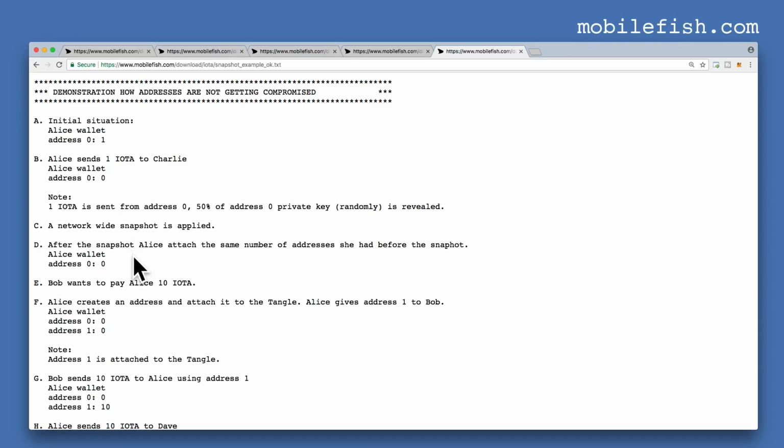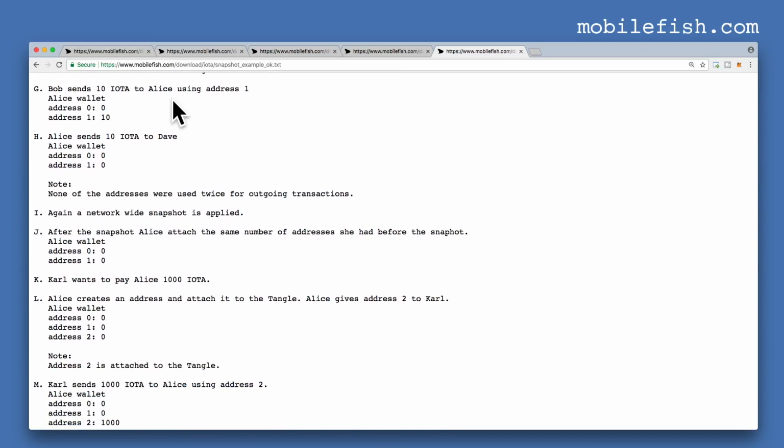After the snapshot, Alice attached the same number of addresses she had before the snapshot, so address 0 is now attached to the Tangle. Bob wants to pay Alice 10 IOTAs. Alice creates an address and attaches it to the Tangle. Alice gives address 1 to Bob. As you can see, address 1 is attached to the Tangle. Bob sends 10 IOTA to Alice using address 1.